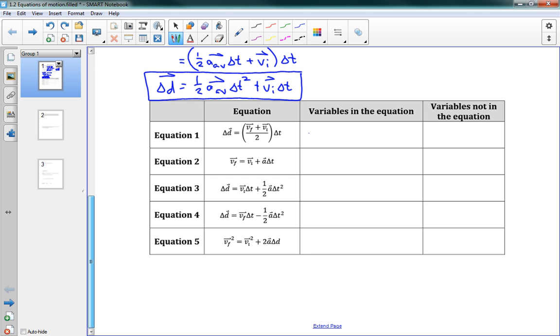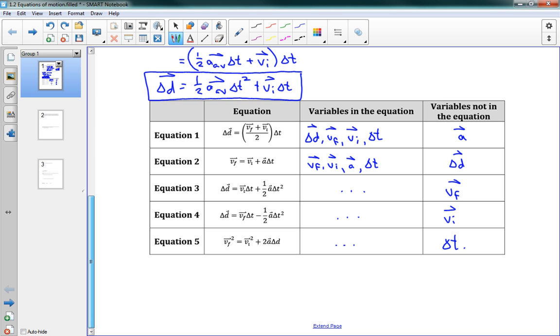You can see this first equation has displacement, final velocity, initial velocity, and time, but it's missing acceleration. Likewise, the second one has final velocity, initial velocity, acceleration, and time, but in this case we're missing displacement. I'm not going to write down all the variables in them. The more important thing is to see what's not in each of those equations. That one is missing VF, this is missing VI, this is missing delta t.